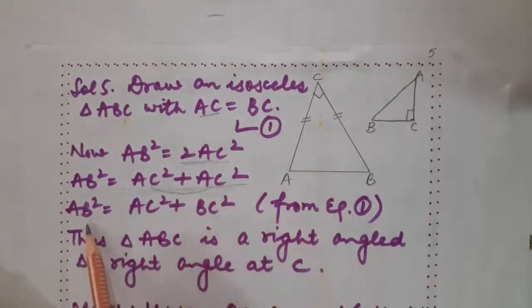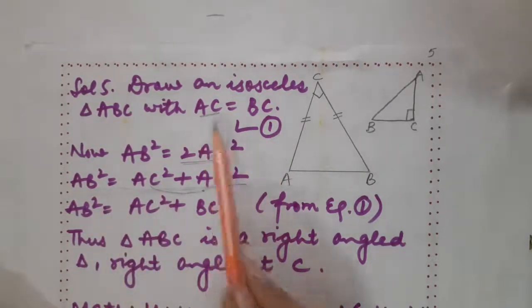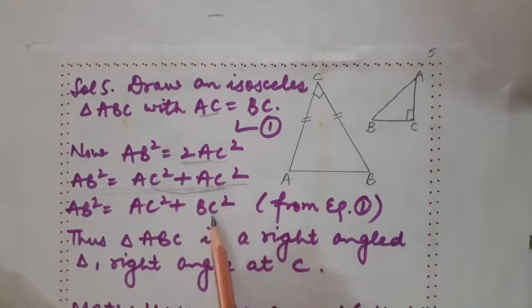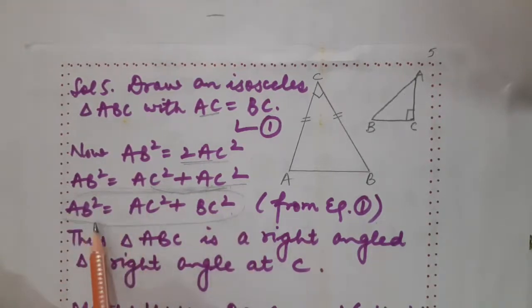So what am I going to get? I have got AB square is equal to AC square plus, in place of this AC square I am writing BC square from equation number 1. So children, just observe this. You may have concluded that now I am going to apply the converse of Pythagoras theorem.